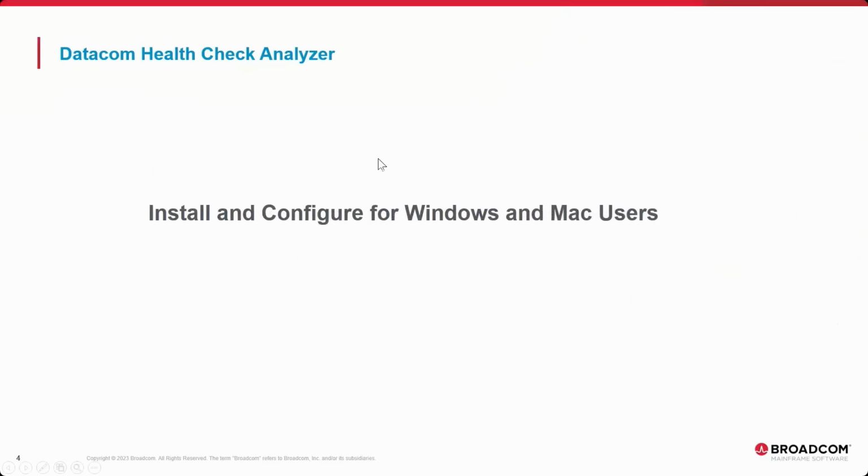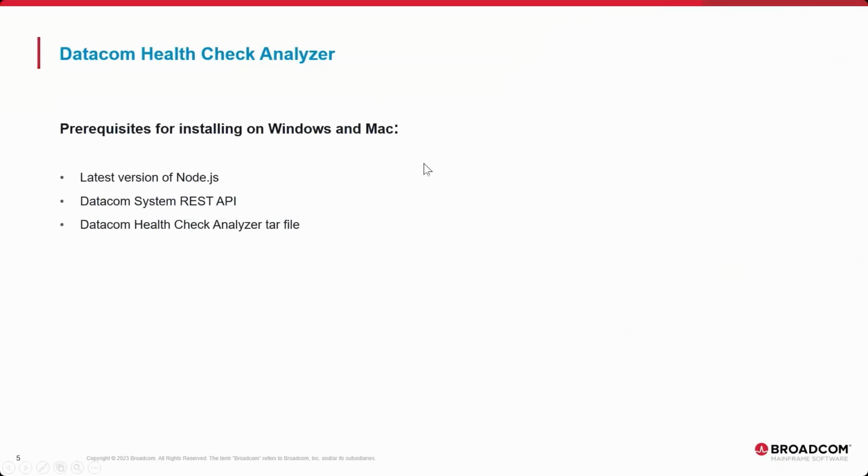First, let me show you how to install and configure the Health Check Analyzer on Windows and Mac. These are the prerequisites for installing the Health Check Analyzer on Windows and Mac. Basically, we need to have the latest version of Node.js installed on the system and Datacom system REST API setup and the Datacom Health Check Analyzer tar file.